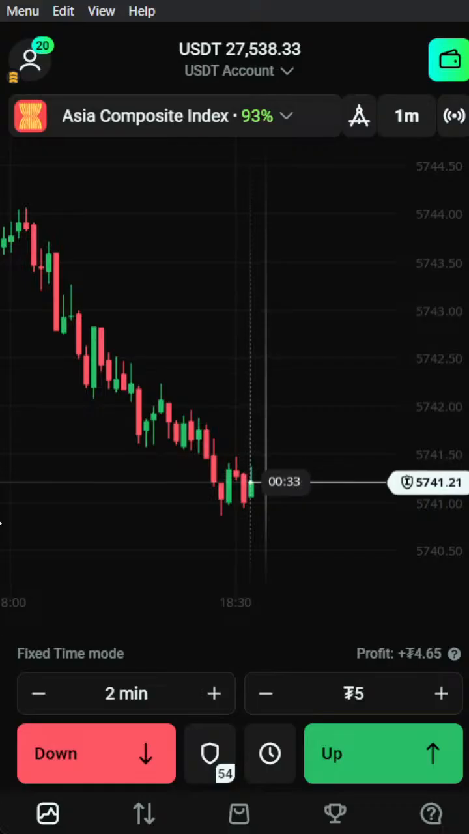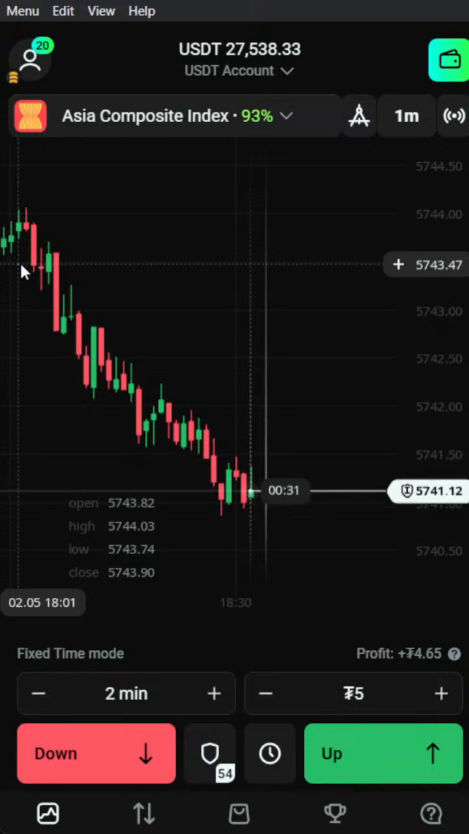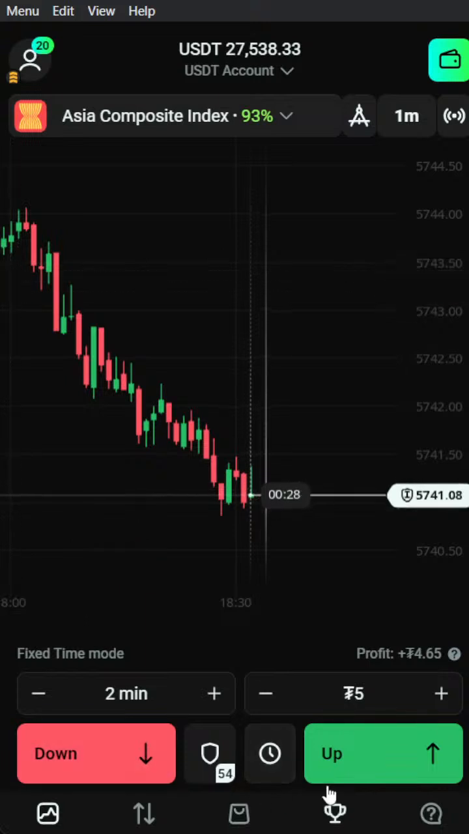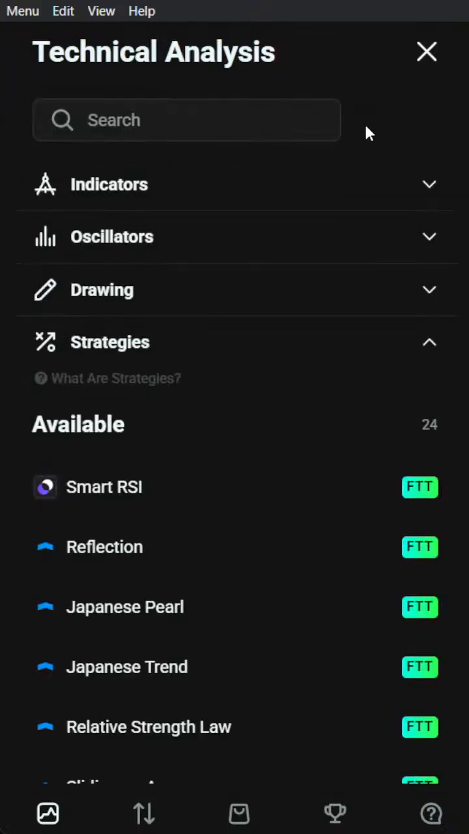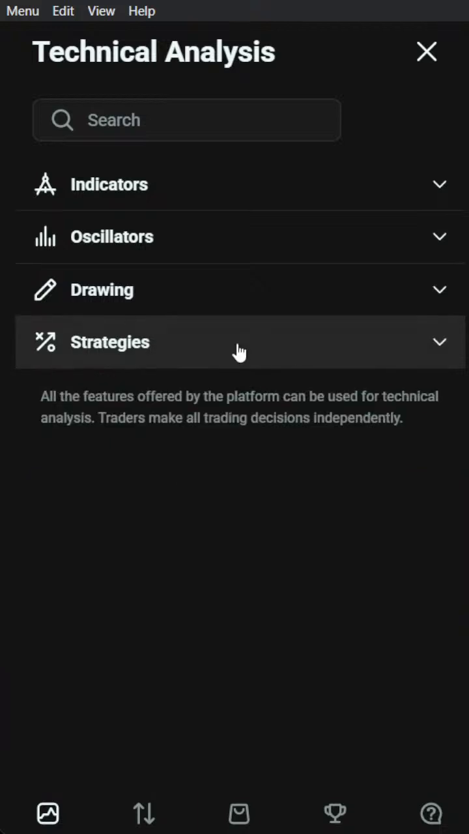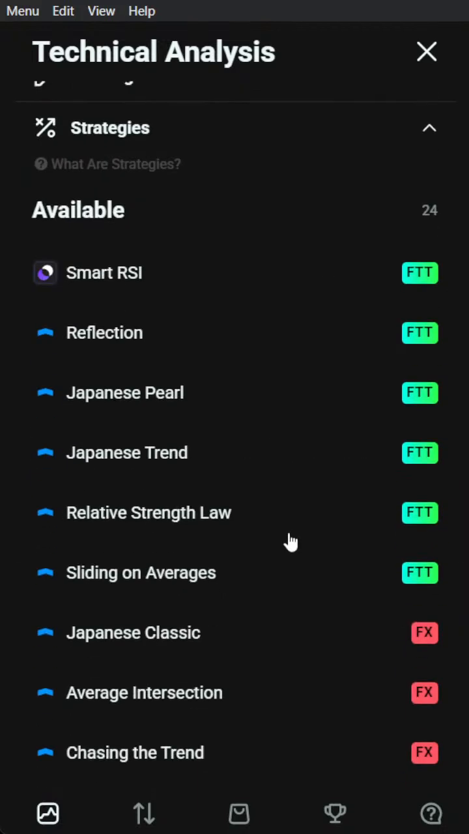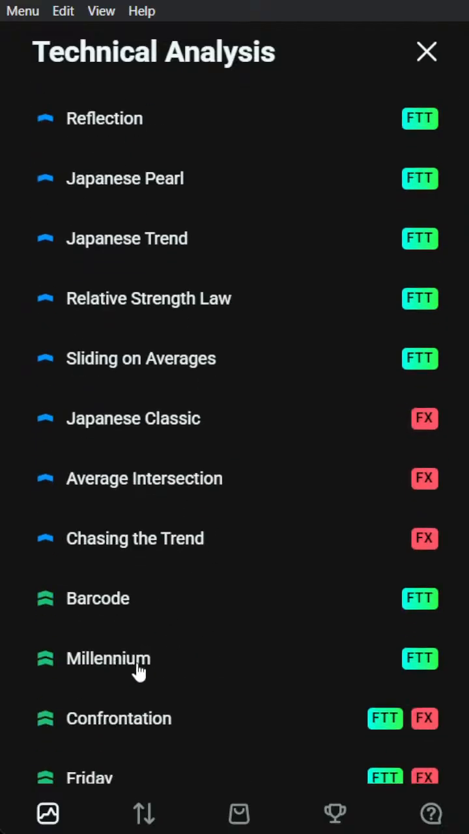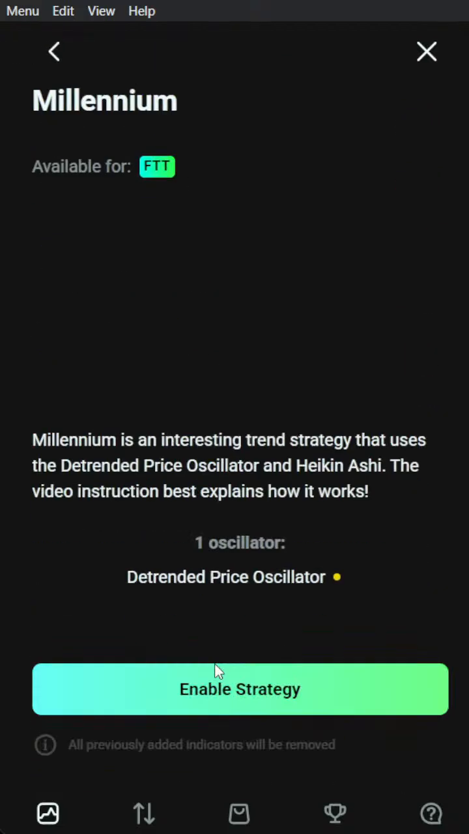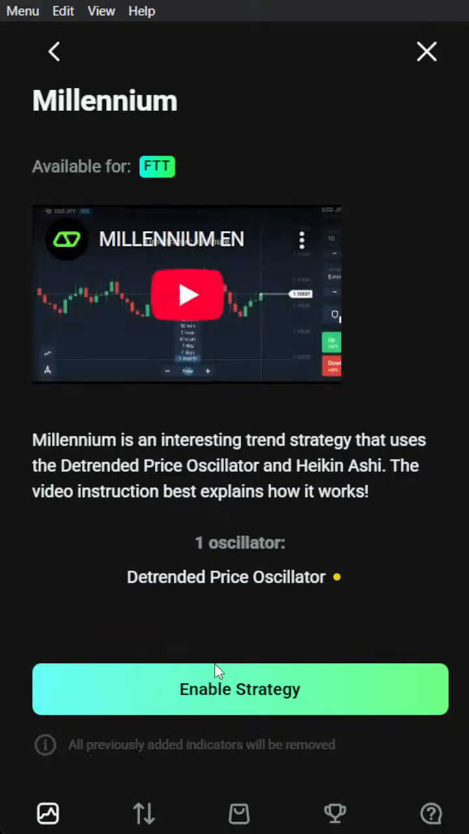So today we are going to learn about the Millennium strategy. Right now we are on our Olymptrade application, and we go to our technical analysis section. After that we see this kind of list appear. Then we click on strategy. Scroll a bit down, we see the Millennium strategy. Now the Millennium strategy is only available for fixed time traders. So if you are trading on forex, this strategy might not be for you, but if you have future plans to ever trade on fixed time, this is for you guys.